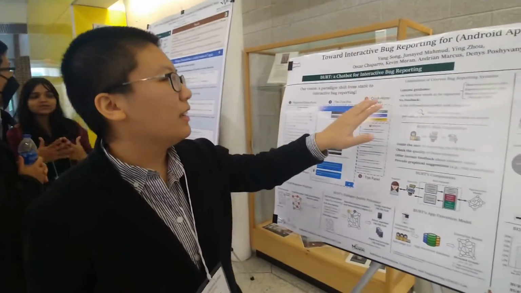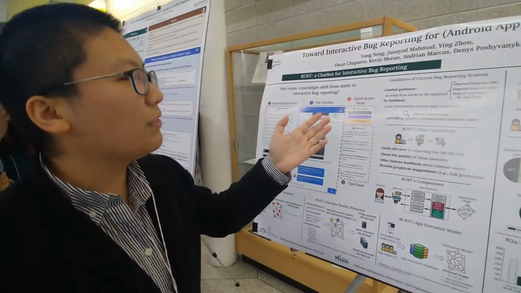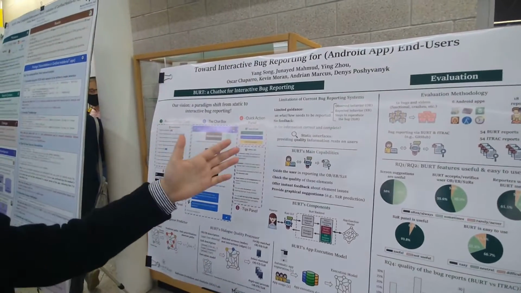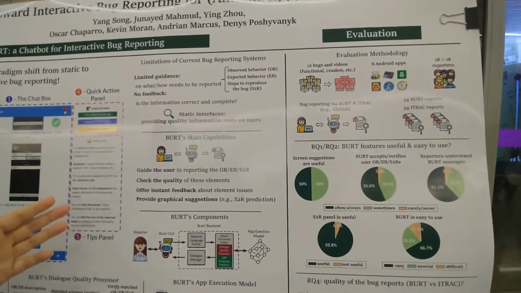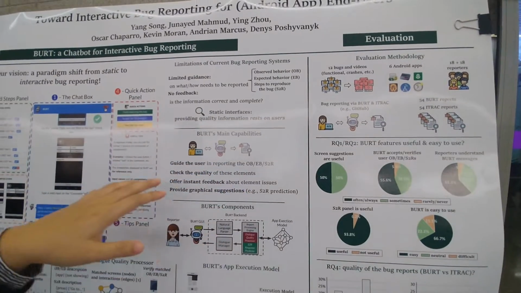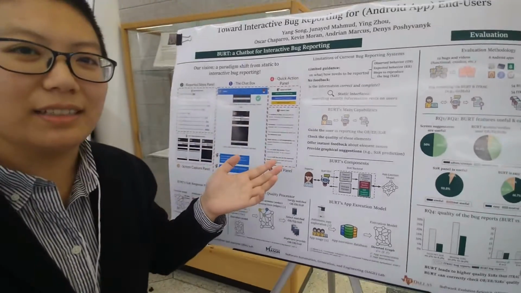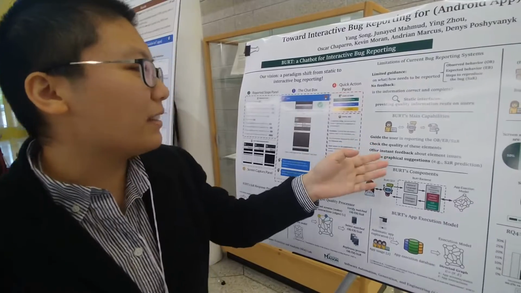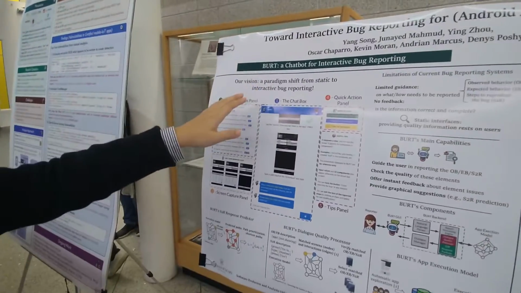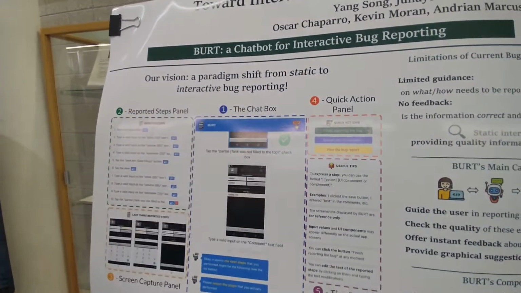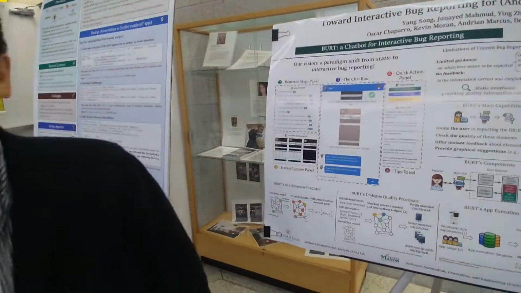So, in conclusion, we propose BURT, an interactive bug reporting system that aims to solve the limitations of current bug reporting systems. Unlike the current bug reporting systems, BURT can get the user to report those essential elements, check their quality, and provide instant feedback, including textual and graphical feedback, and also provide graphical suggestions. Our vision is that our work is a paradigm shift from static to interactive bug reporting, and our work is a first step to achieving that vision.